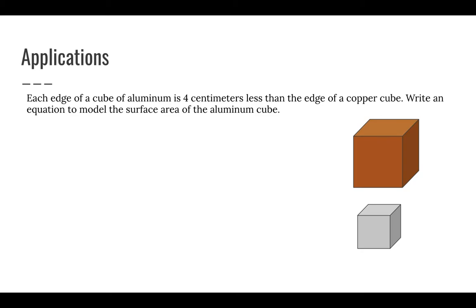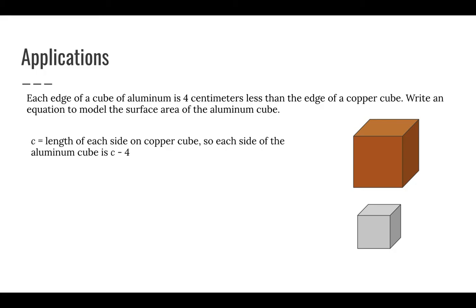Now I'm going to give you two cubes here. There's the copper cube, bigger than the aluminum cube. We're going to go ahead and let the letter C represent the length of each side of the copper cube, so that the side of the aluminum cube is 4 less than that, so I take away 4 from C, so that'll be C minus 4.